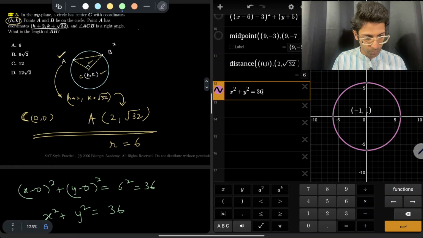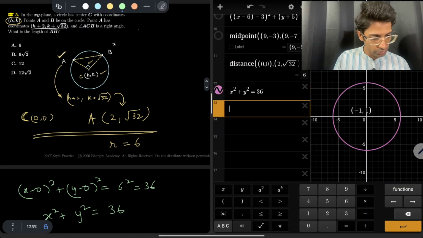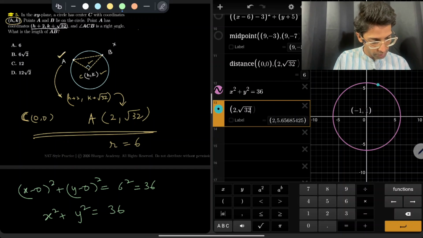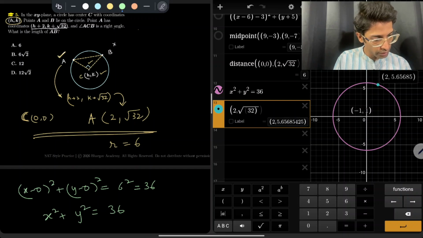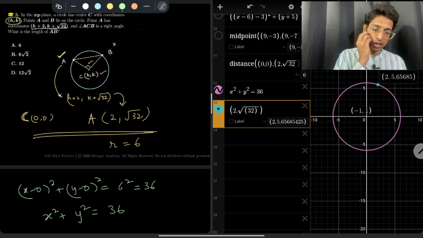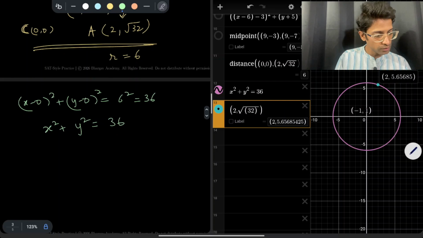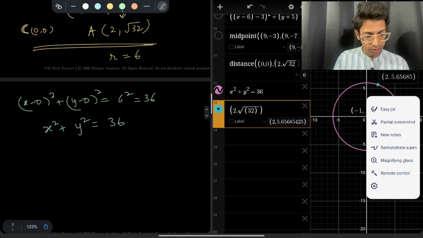I don't know the point B. Let me also type the point A. So that is point A. Point A is there. All right. So now here comes the next beautiful insight, which I want you to really pay attention to. Now this point. Okay, let me.